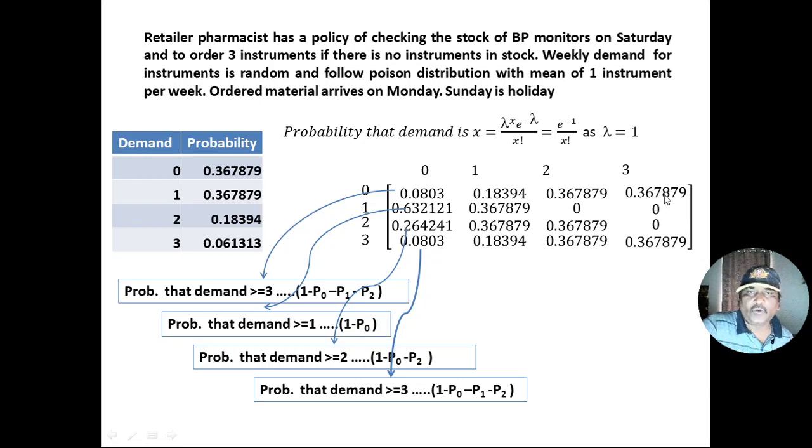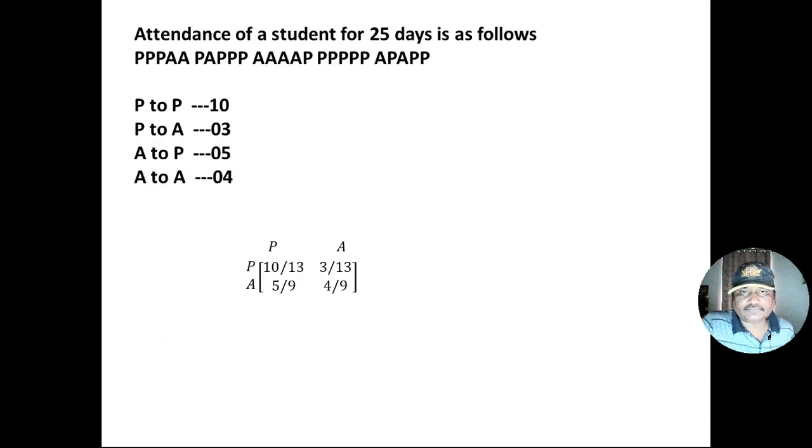This is how, from this story, from this explanation, we are able to form the transition probability matrix. And lastly, one last problem. Attendance for a student for 25 days is as follows: P P P A A P A P P P A A A A P.